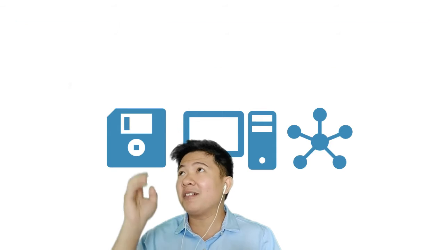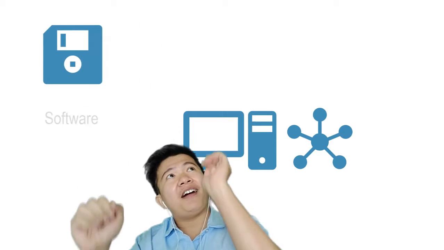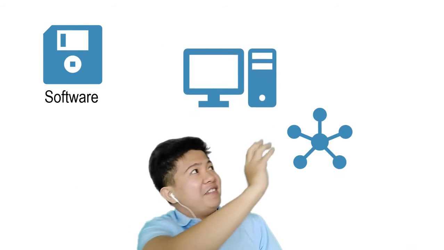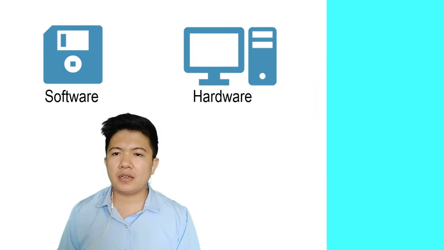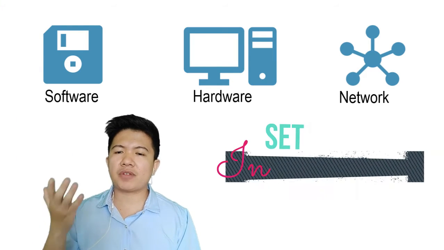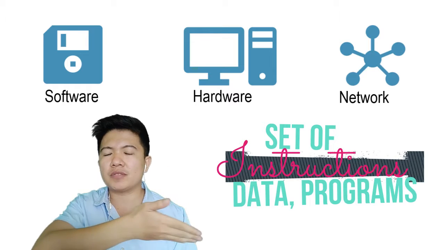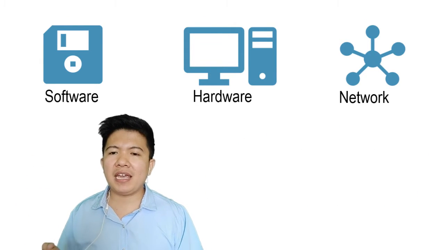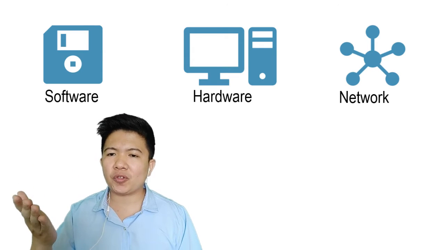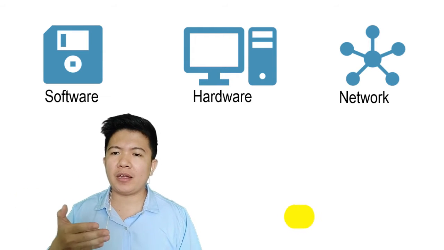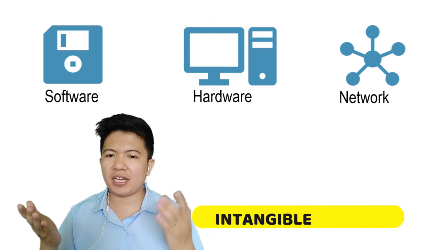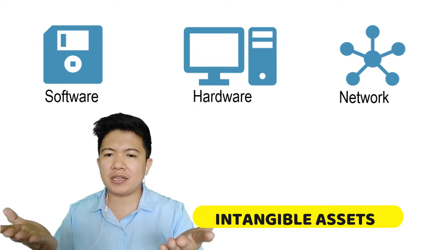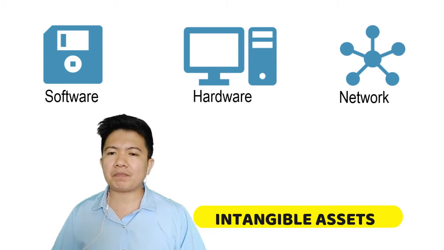We have software, hardware, and network. A software is a set of instructions, data, or programs used to operate computers and execute a specific task. It basically tells the computer how to work. You cannot feel it, you cannot see it, but it's always there in your computer.